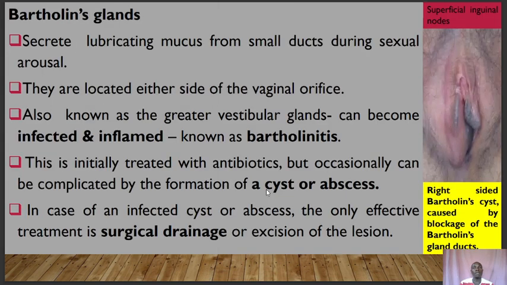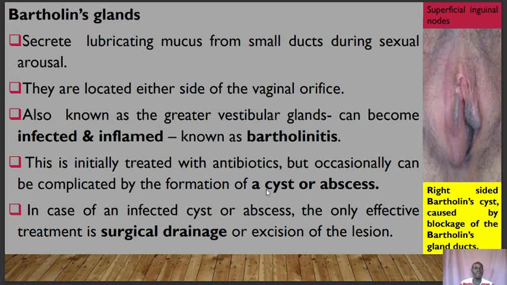We also have Bartholin glands in the external female genitalia, and their role is to secrete mucus that lubricates the small ducts, especially during sexual arousal. They are located on either side of the vaginal orifice. They are also known as greater vestibule glands, and sometimes they can become infected and inflamed, which normally results in a condition that we refer to as Bartholinitis.